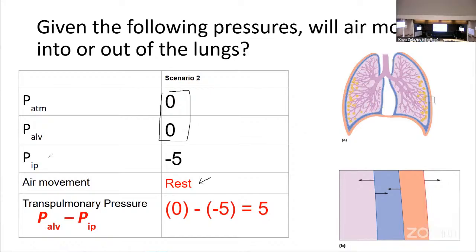So if we calculate that transpulmonary pressure, subtracting -5 from 0, again, we get this transpulmonary pressure of 5, keeping that lung distended, keeping it big enough to fill the chest cavity.